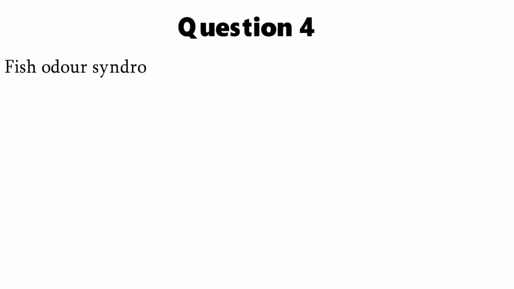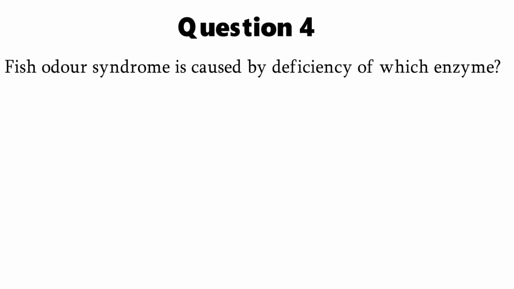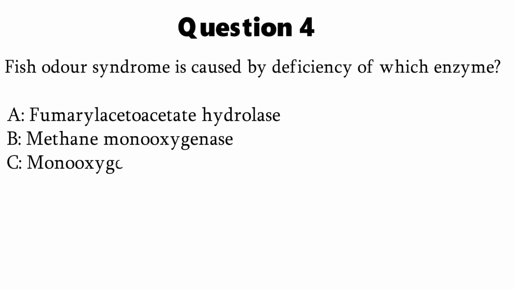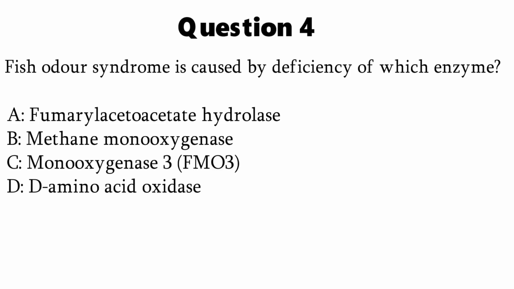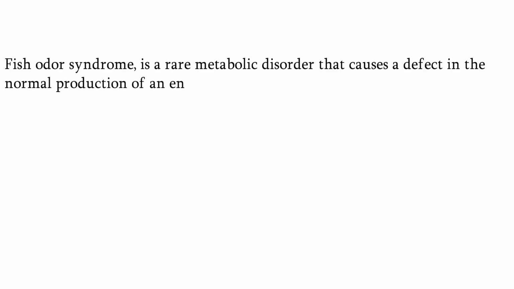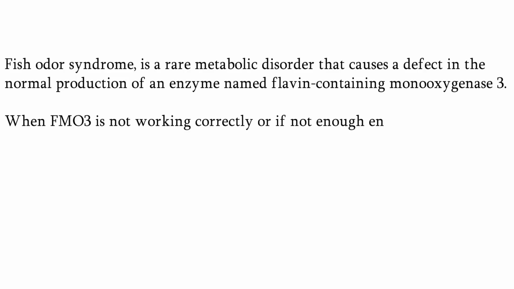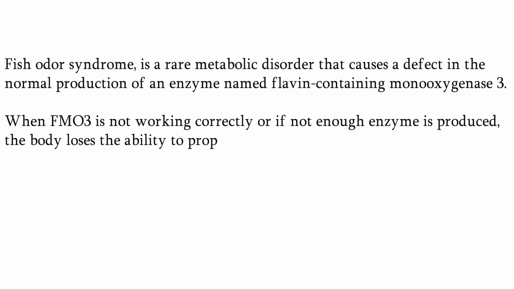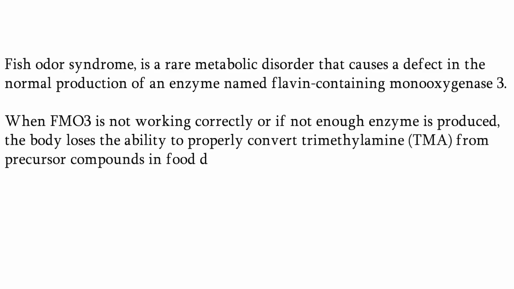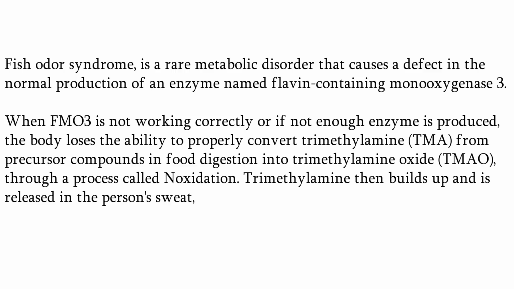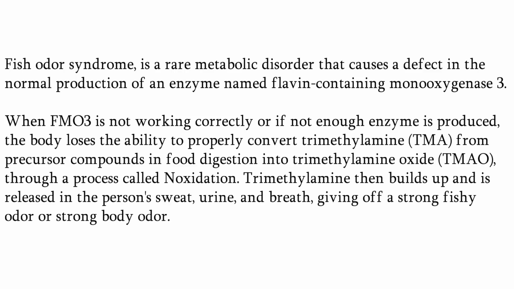Now the fourth question is, fish odor syndrome is caused by deficiency of which enzyme? And options are A. Fumarate acetoacetate hydrolase, B. Methane monooxygenase, C. Monooxygenase 3, and D. D-amino acid oxidase. Here the correct answer is C. Monooxygenase 3. Fish odor syndrome is a rare metabolic disorder that causes a defect in the normal production of an enzyme named flavin-containing monooxygenase 3. When monooxygenase 3 is not working correctly, or if not enough enzyme is produced, the body loses the ability to properly convert trimethylamine from precursor compound in food digestion into trimethylamine oxide through a process called N-oxidation. Trimethylamine then builds up and is released in the person's sweat, urine, and breath, giving off a strong fishy odor or strong body odor.